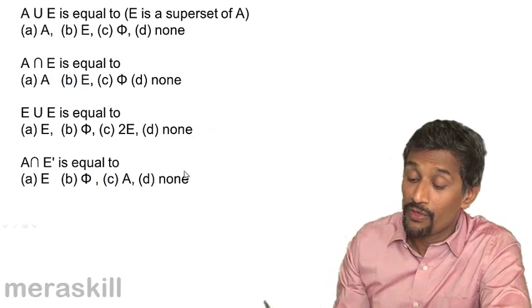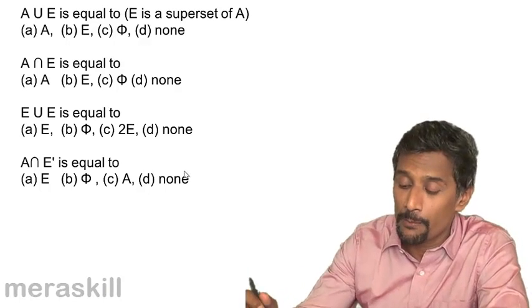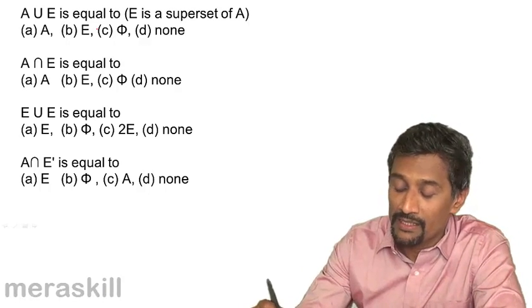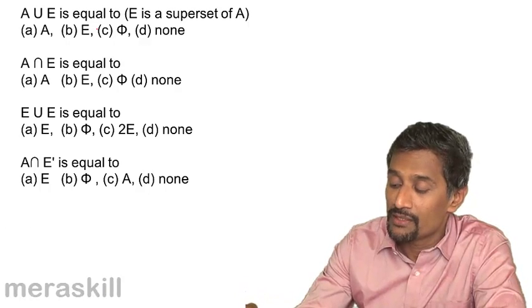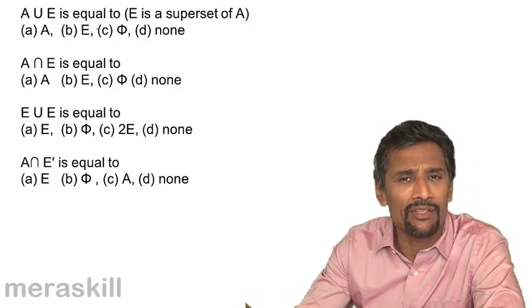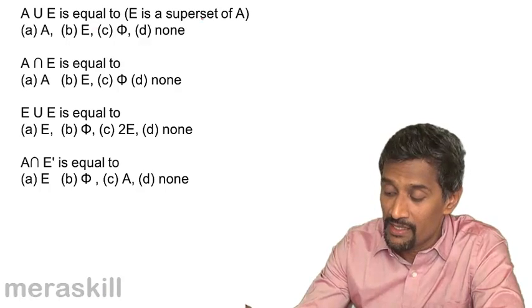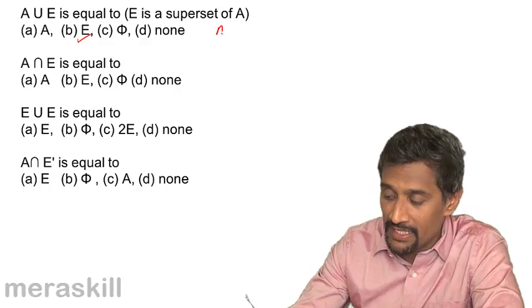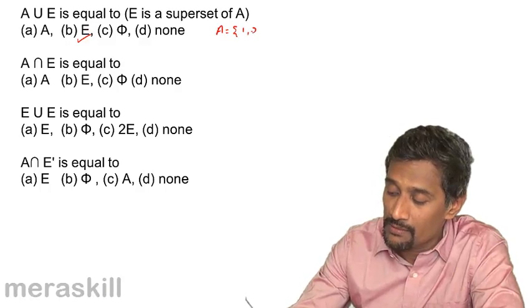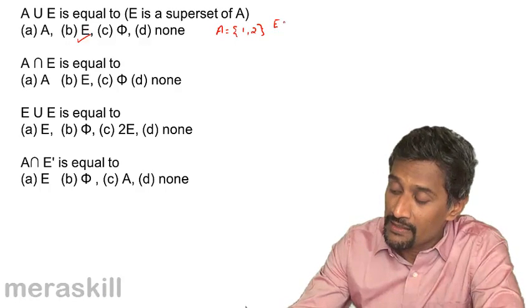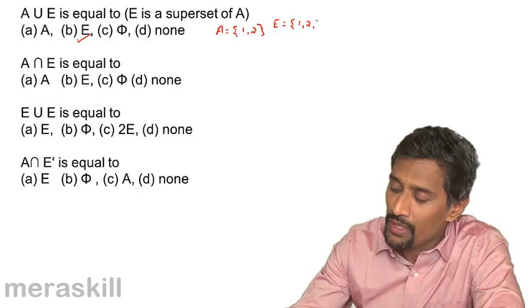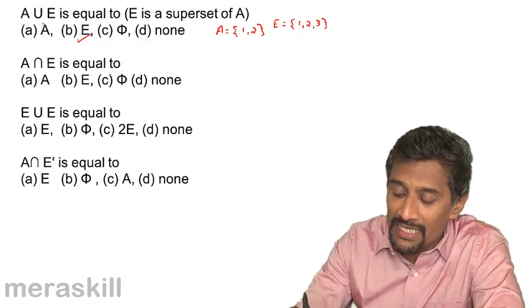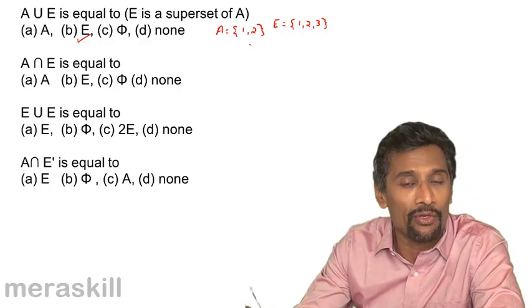Furthermore, just using these properties, A union E, where E is a superset. Unite a set with its superset, it's like telling unite a set with a universal set. A union E is going to be E itself. Let's take it once more. Suppose A is 1, 2 and E is 1. Whenever you have doubts in these kinds of things, just put some examples which satisfy the given condition and then find out what is required.